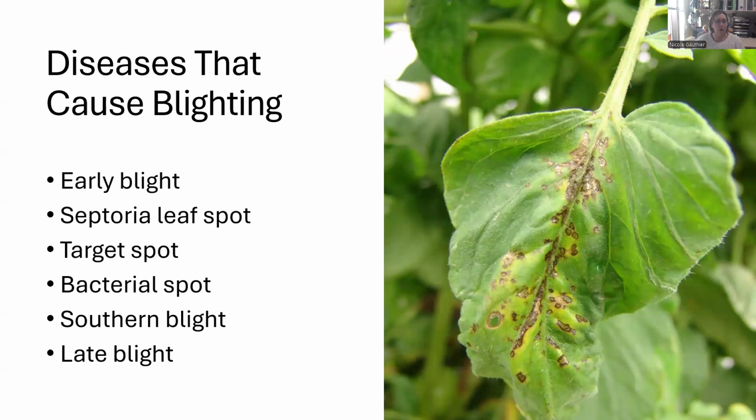So diseases that cause blighting in tomatoes can be early blight, Septoria leaf spot, target spot, bacterial spot, southern blight, and late blight. So notice that some of those diseases have blight in the name and some do not. Some are leaf spots. So a leaf spot is not a blight, but if the leaf disease runs rampant, those leaves will take on a blighting type symptom. And I'll talk about those. So in the second half of this presentation, I will talk about these specific diseases one by one.